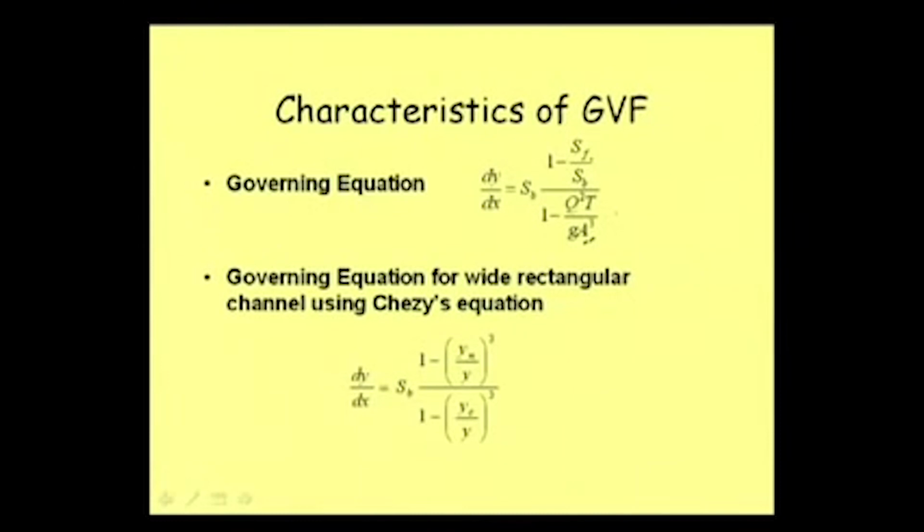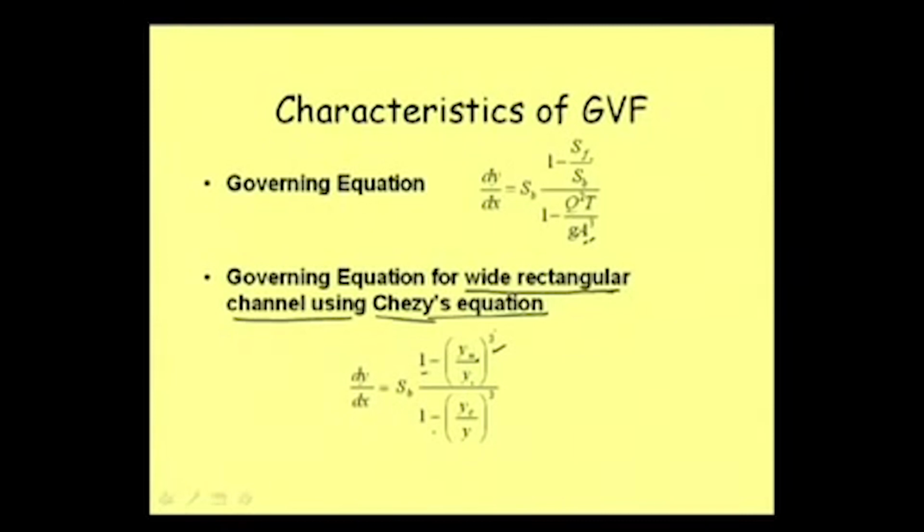So, that we can achieve by considering the channel to be a wide rectangular channel, and we did discuss in the last class that the governing equation for a wide rectangular channel, using Chezy's equation as the resistance formula, we could get in this form, that is dy/dx is equal to Sb into 1 minus (yn/y) whole cube divided by 1 minus (yc/y) whole cube, where yc is the critical depth, yn is the normal depth, and y is the depth at any section within the gradually varied flow portion, the actual water surface depth.